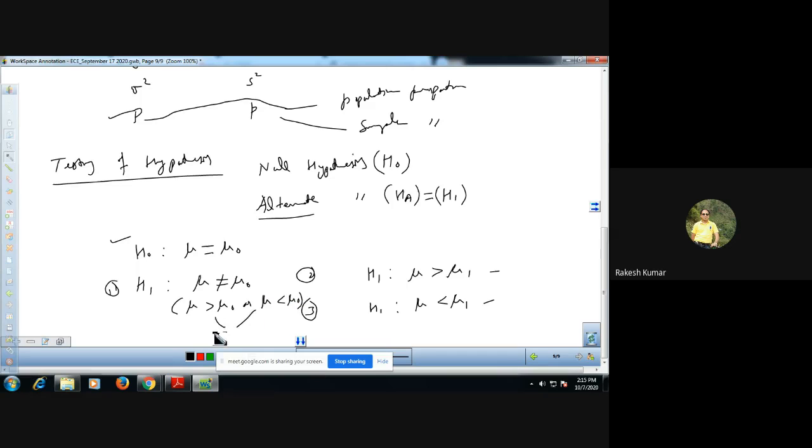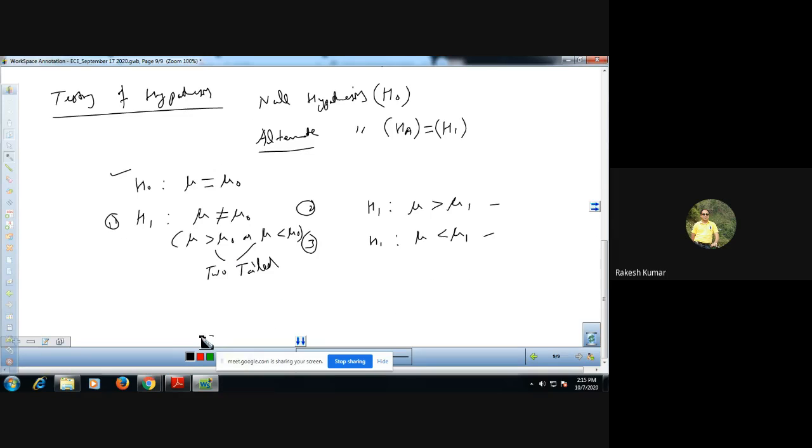Either the first option or the second option is possible, and this is said to be a two-tailed or two-sided test. A two-sided test is applicable in that case, but for these, a single-sided or single-tailed test will be used. This is also single-tailed. The tail of the greater than symbol is on the right hand side, so this is taken as a right tail test. And the tail of the less than symbol is on the left side. This is the left tail test.